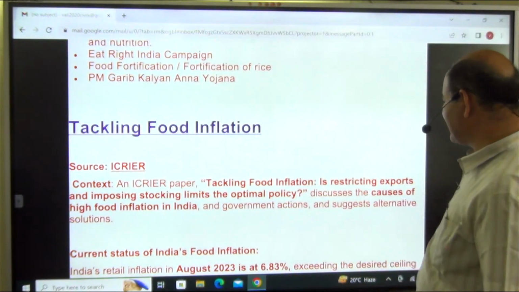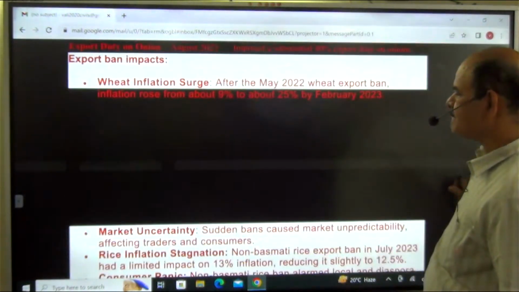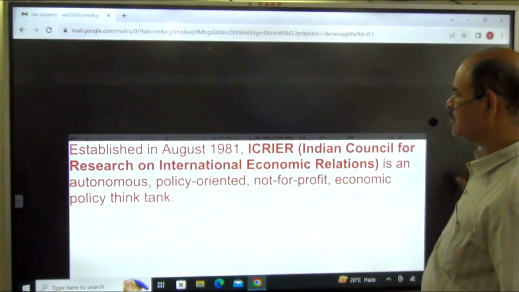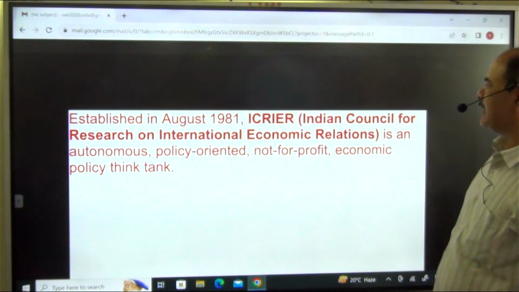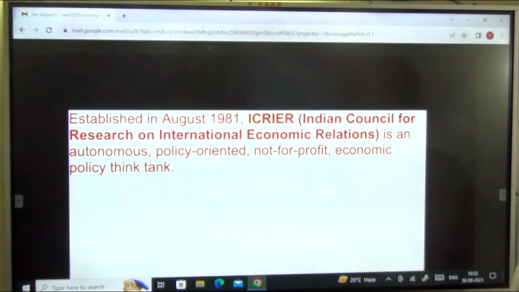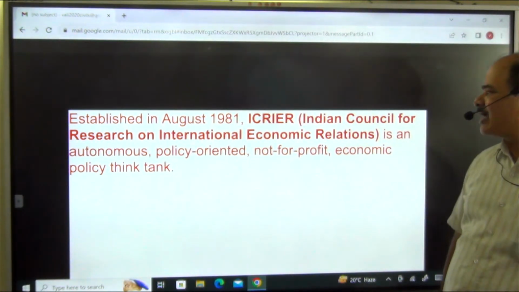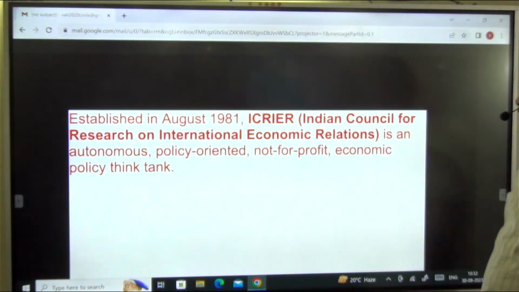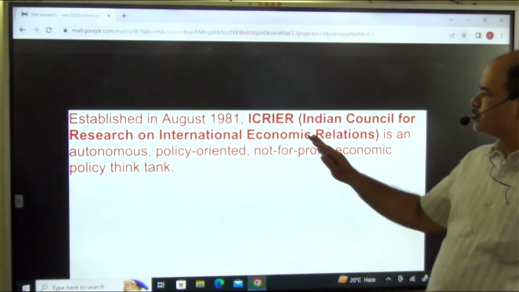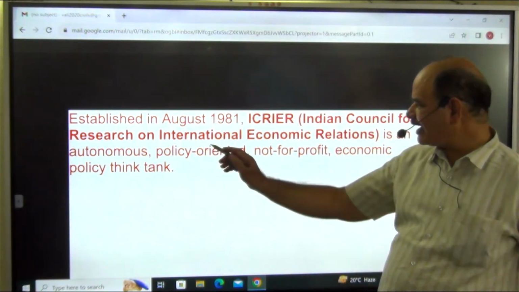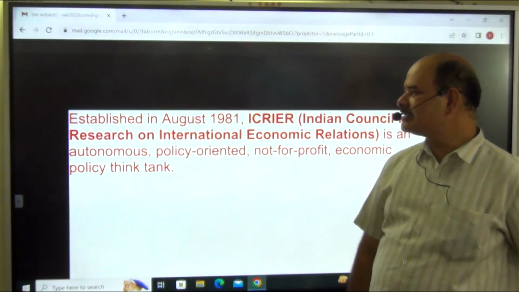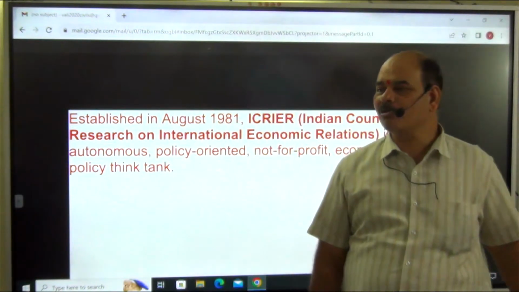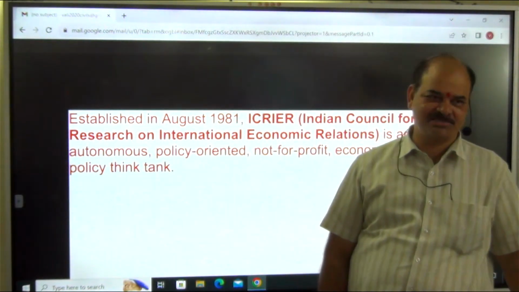Now, ICRIER has released a paper. ICRIER, established in 1981, the Indian Council for Research on International Economic Relations, is an autonomous, policy-oriented, not-for-profit economic policy think tank. So it has submitted a report in the aftermath of India banning the export of wheat and also rice.